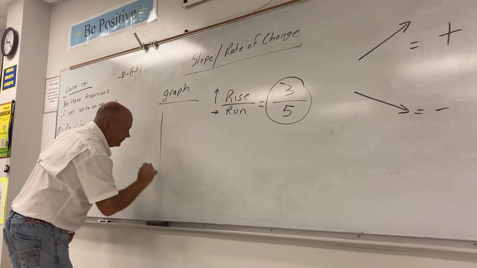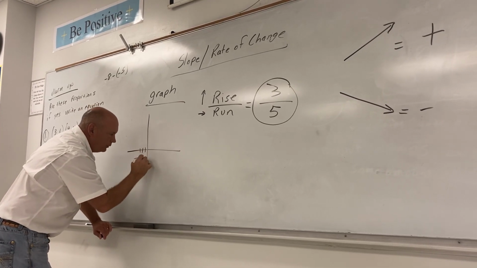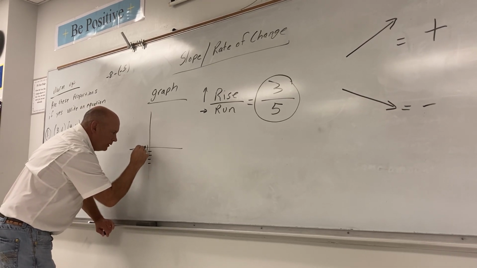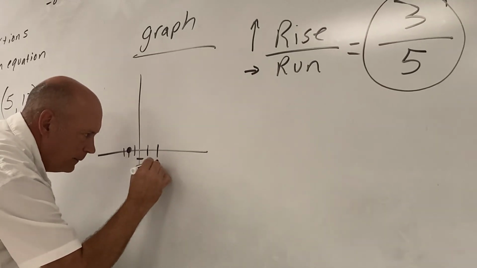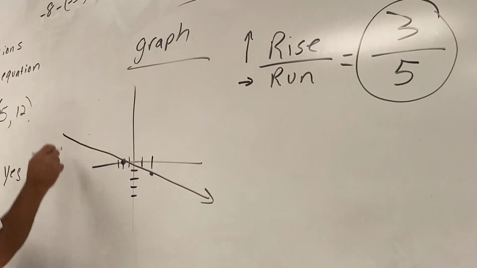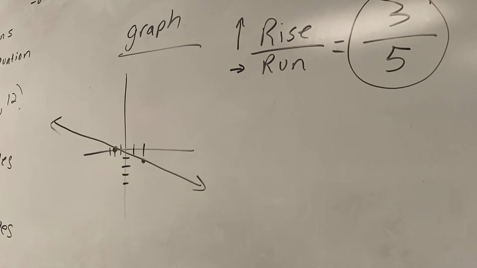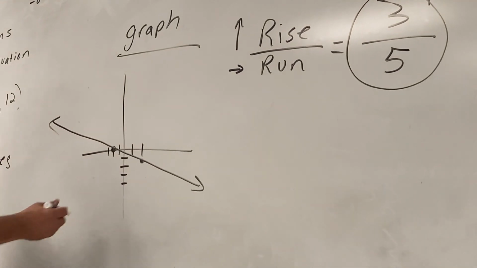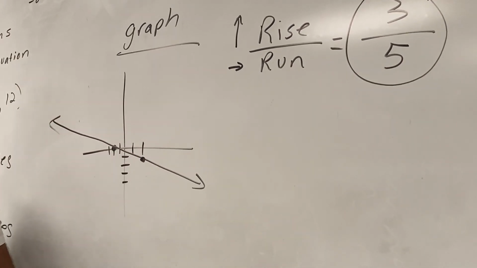We'll make this one easy. Let's put a point here, and let's put another point here. Let's find the slope of this line. Which point is lower? The left or the right? The left is lower. So I always start at the bottom point of the graph.